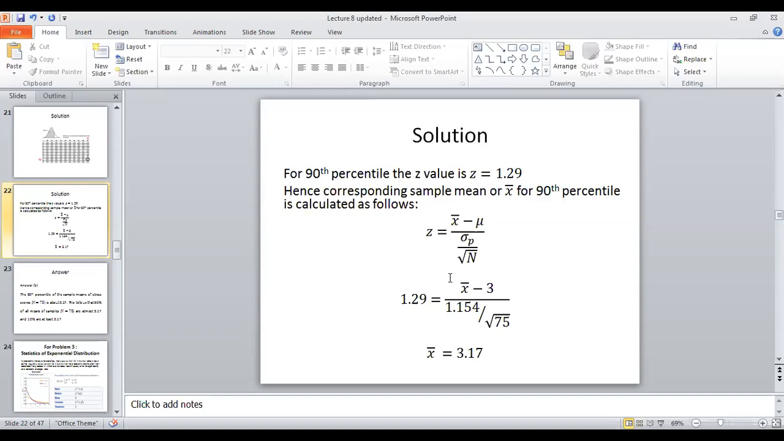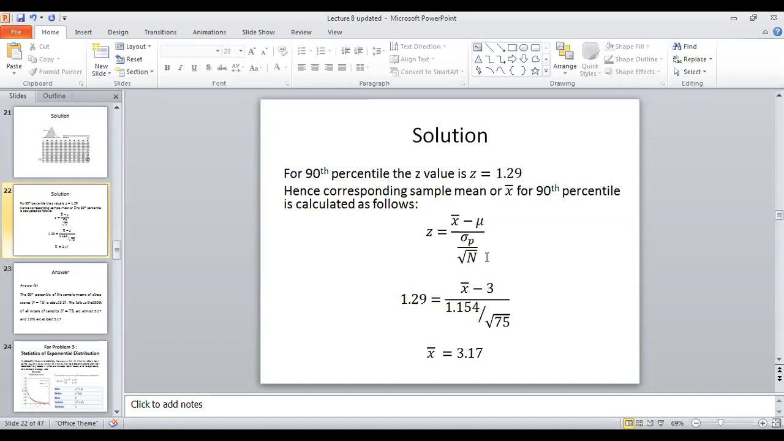So we will use the same formulation that we use for the sampling distribution of the mean again over here, and for z we would substitute 1.29. For x bar we will plug in nothing, because we have to find the x bar value. So keep remembering this.